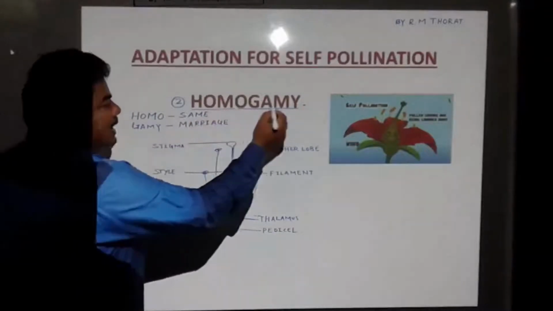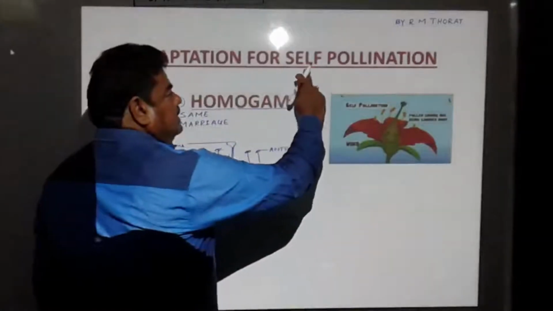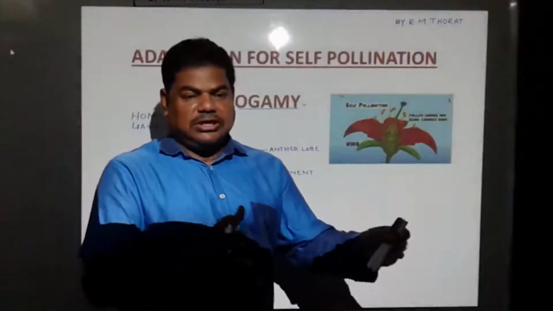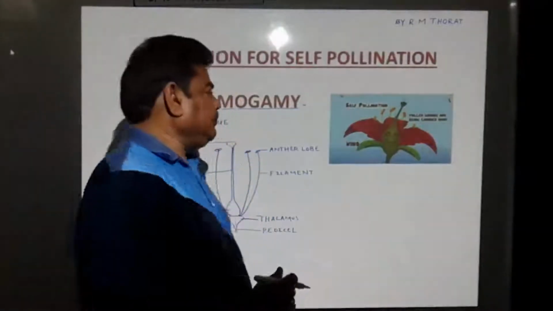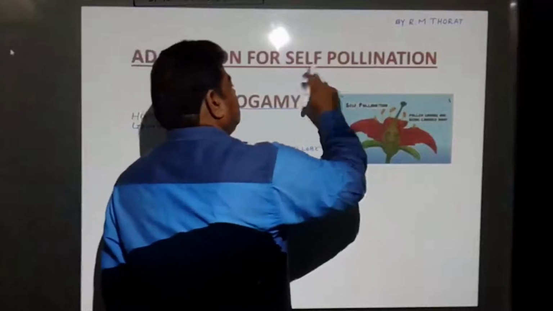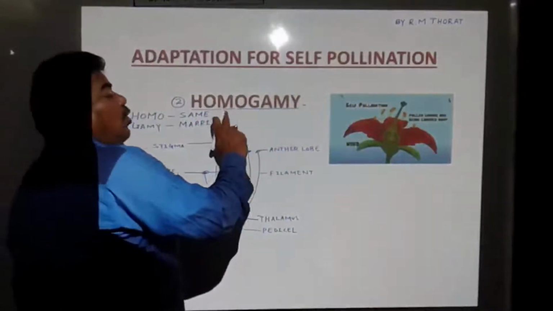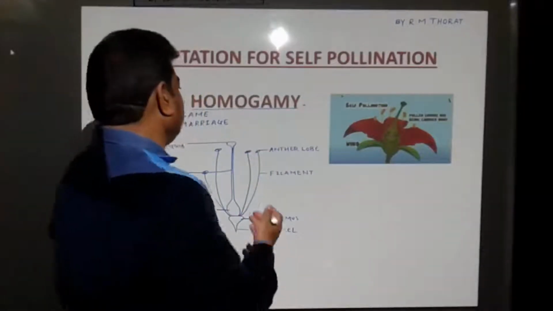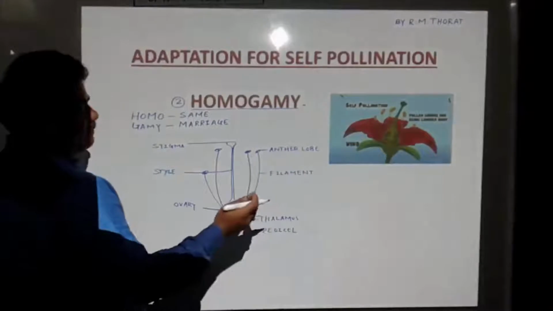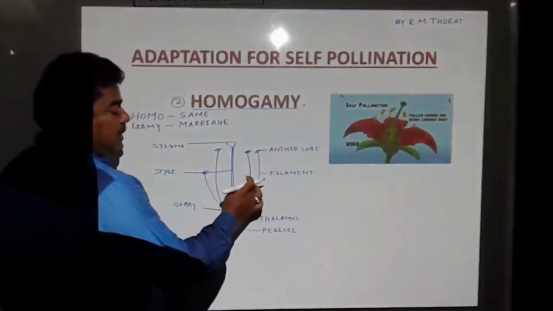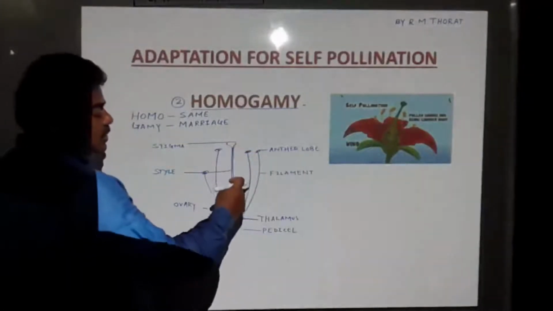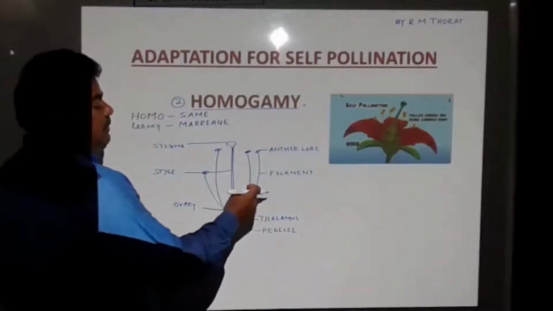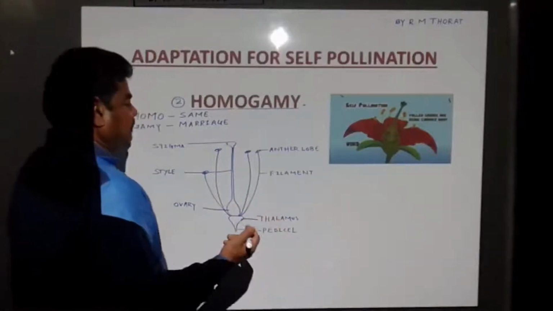Now here homogamy means to gain self-pollination. The majority of angiospermic plants on the earth gain homogamy for self-pollination, and to avoid cross-pollination they develop such a character. The leaf gets totally modified into the male reproductive organ, and the leaf gets totally modified into the female reproductive organ. We call it the gynoecium, and the male reproductive organ we call the androecium.